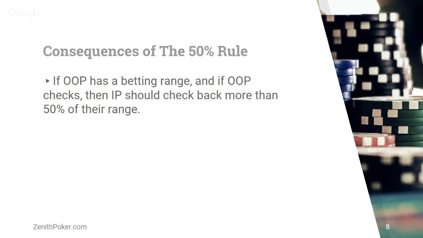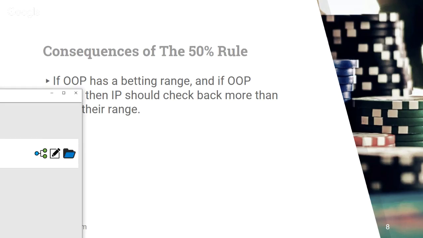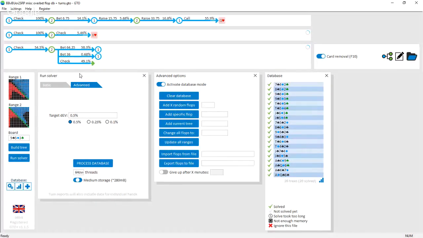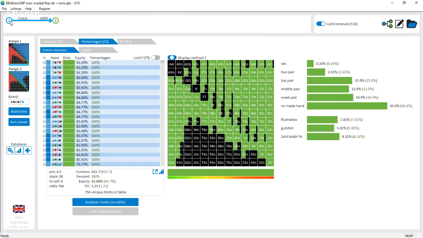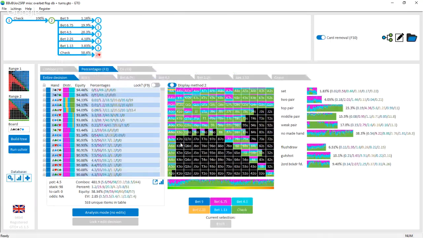Right, so let's have a look at some spots. Some big blind versus button single raised pots. This is a new set of sims which you guys probably haven't seen before. It's a miscellaneous overbet pots. But let's have a look at Ace King 7.